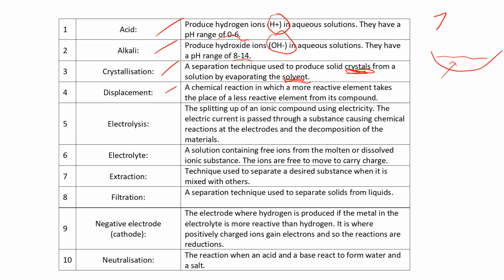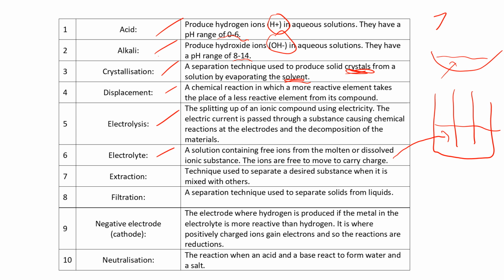The splitting up of an ionic compound using electricity. Okay, the equipment often looks like that. You've got two electrodes going in. Electric current passes through a substance causing chemical reactions at the electrodes and the decomposition of the material. That is electrolysis. A solution containing free ions from the molten or dissolved ionic substance. The ions are free to move, so it's that liquid there. That is called the electrolyte.